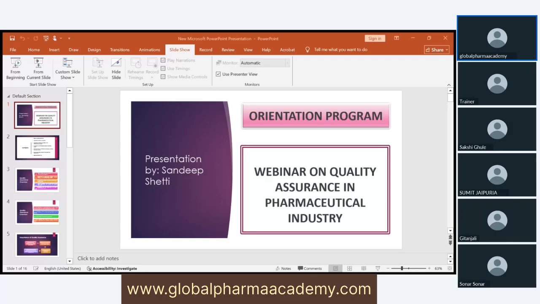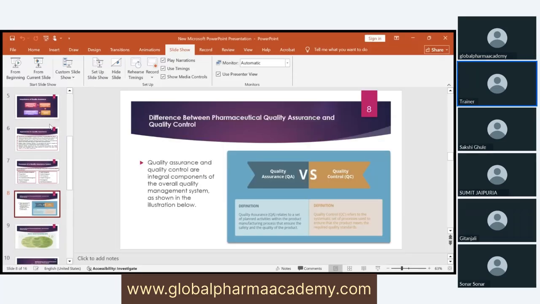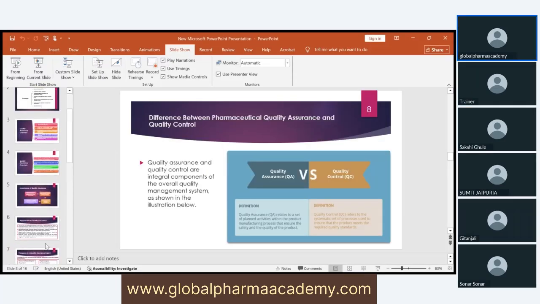Sandeep sir, the slide is not moving. Are you moving the slide? No, no, we are on the same slide. Only the first slide is reflected here. One minute, everyone, please confirm whether the slides are movable till now.